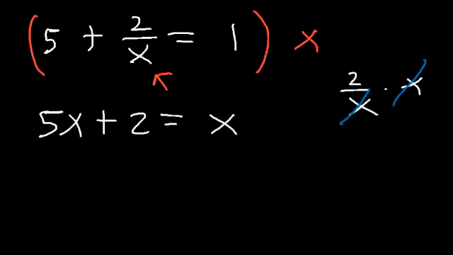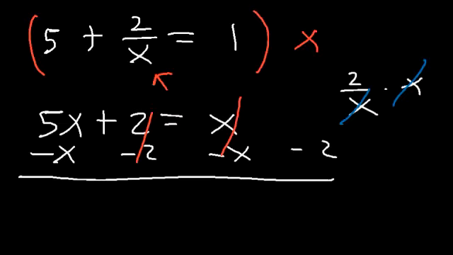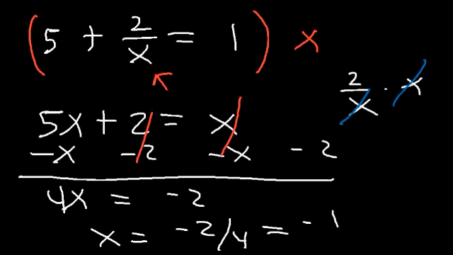So now what we're going to do is subtract both sides by x and subtract both sides by 2. So these will disappear. 5x minus x is 4x, and that equals negative 2. So if we divide by 4, we're going to get negative 2 over 4, which is negative 1/2. And that's how you can solve for x. It's going to be a lot easier if you multiply both sides by the denominator.